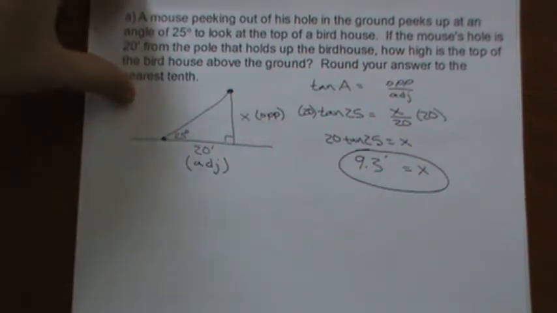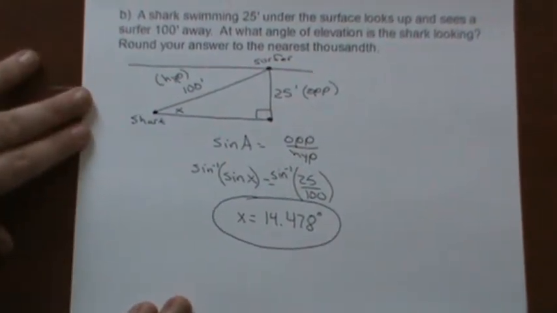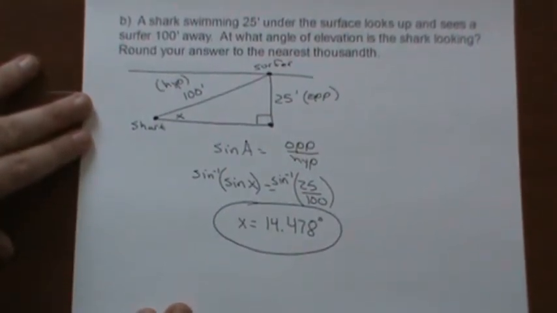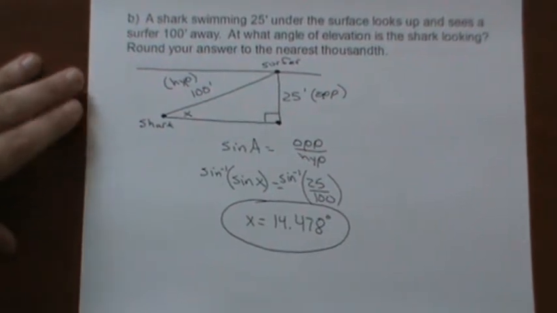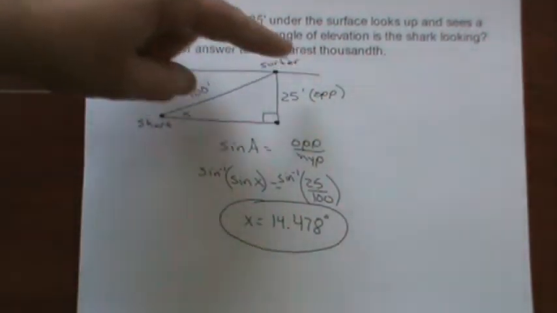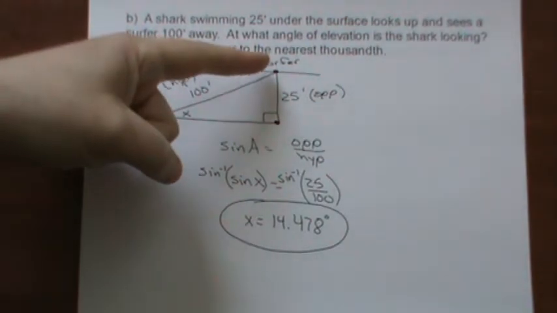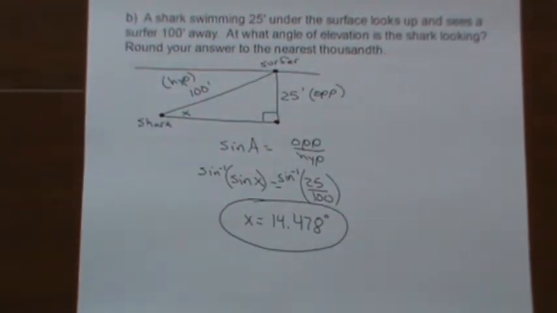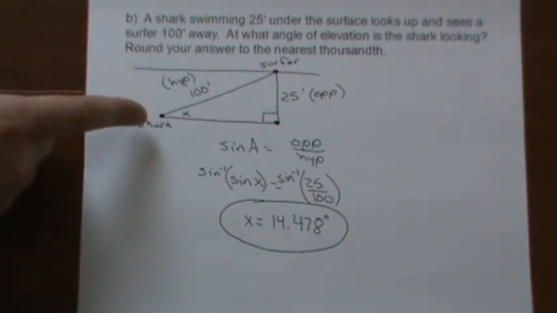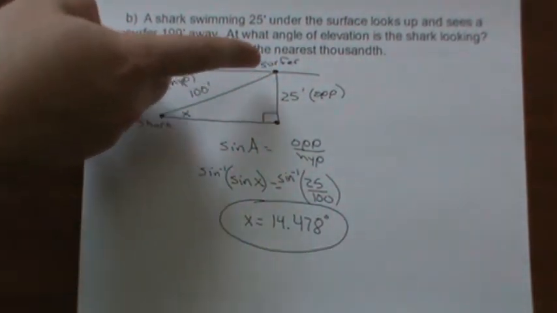And another word problem example, we're told that a shark is swimming 25 feet under the surface. So to me, I draw a flat surface for the water, and I drop a perpendicular down from that surface to say that I'm 25 feet under the surface. And the shark over here is not directly under the surface, so I moved it off to the side, but that distance of 25 feet is going to be the same.